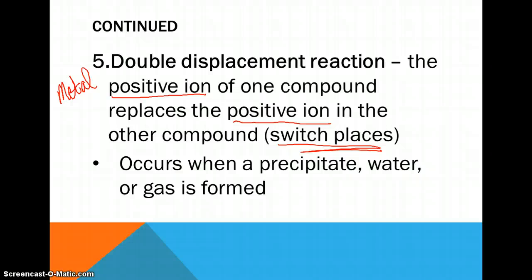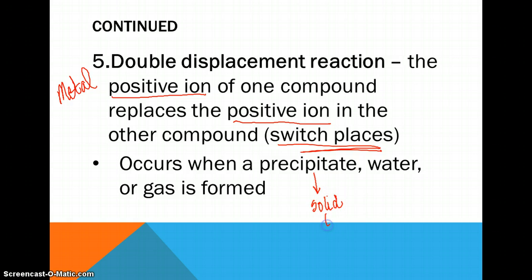So we know a double displacement reaction has occurred if these three things are present. If there is a precipitate, what in the world is a precipitate? Well, a precipitate is a solid.